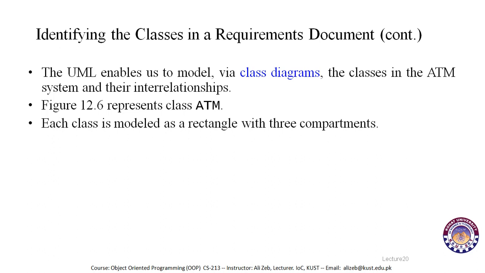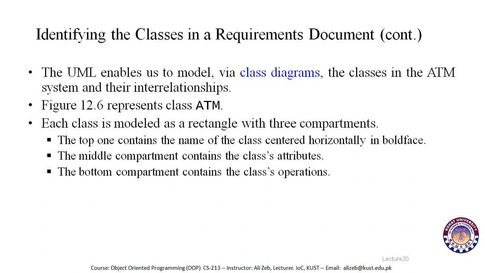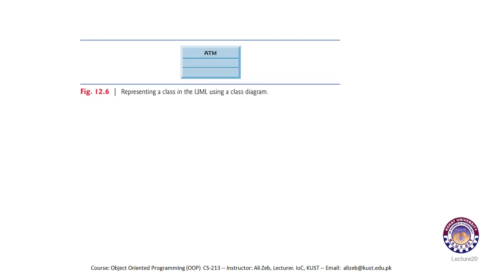Each class is modeled as a rectangle with three compartments. We know that a UML class diagram of a class has three compartments. The top one contains the name of the class centered horizontally in boldface. The middle compartment contains the class's attributes. The bottom compartment contains the class's operations. For example, this is a class diagram for the ATM class. Now we have the name of the class at the top in the top compartment.